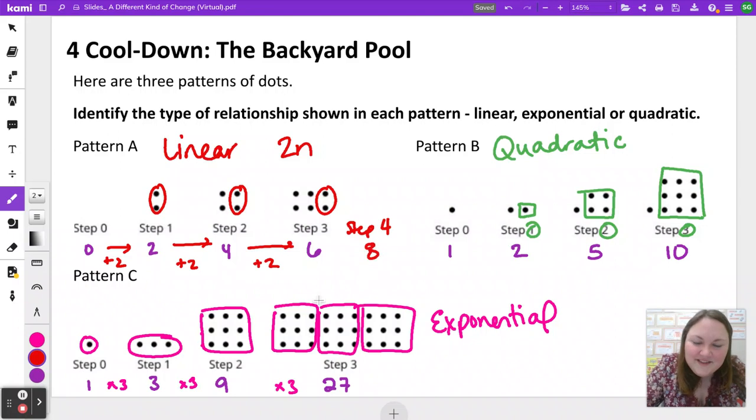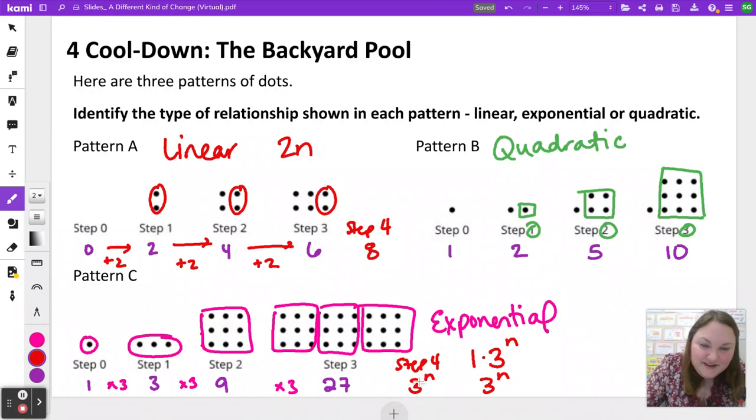For our exponential pattern, I see I'm starting with 1, and every single time I'm multiplying it by 3. So I'd be multiplying it by 3 how many times? Well, whatever our step number is. So 1 times 3 to the n power, or you could also just write that as 3 to the n power. For example, for step 4, I'd be taking that 1 dot I have and multiplying it by 3, 1, 2, 3, 4 times. And so that would be 3 to the 4th power, which equals 81.